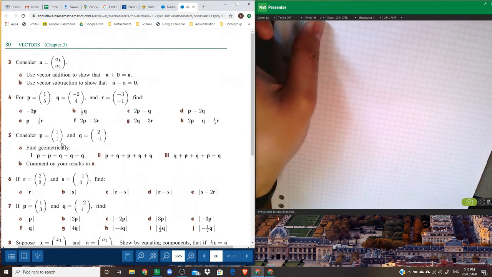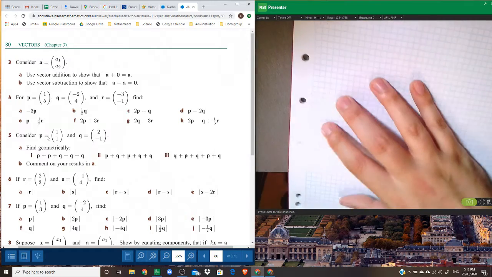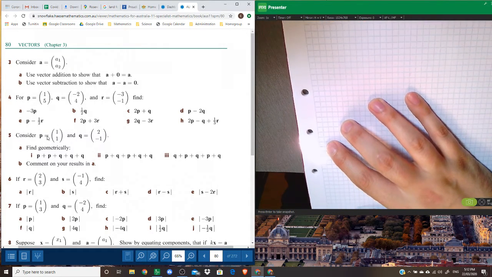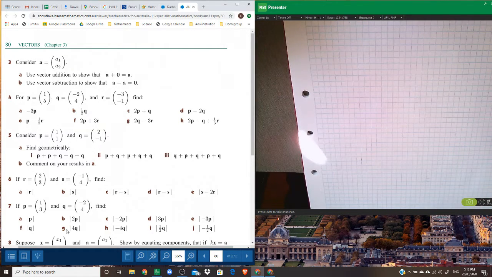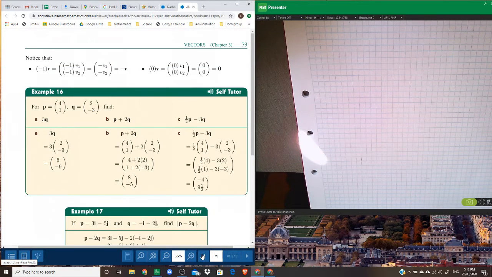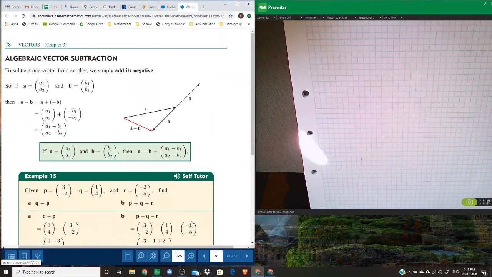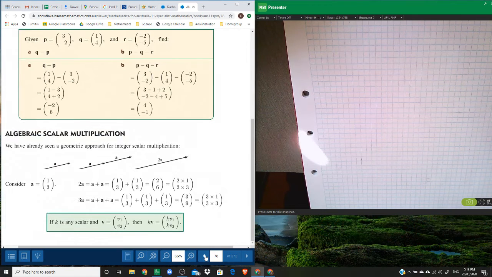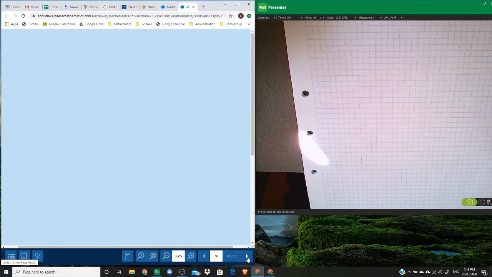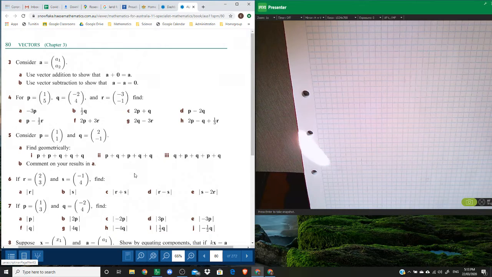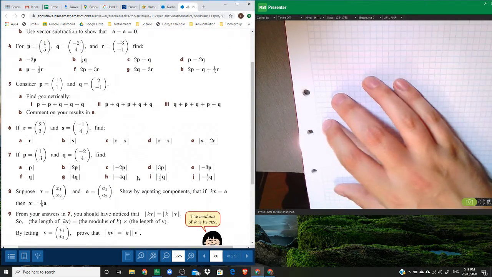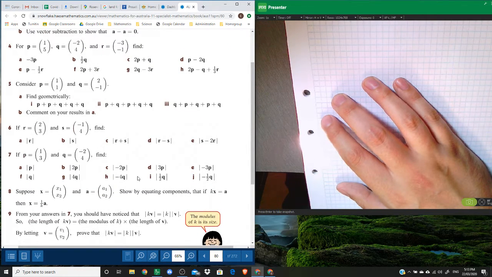Maybe I'll pick something like this. I'm going to go through question 5, up to part E. Find geometrically P plus P plus Q plus Q plus Q. If you do it geometrically, you just keep drawing them, basically.